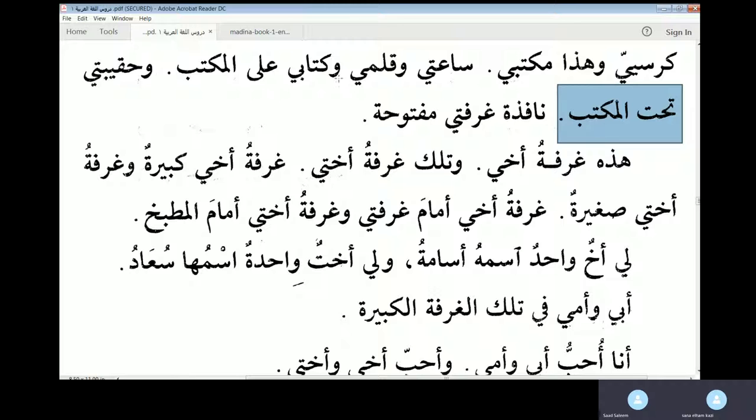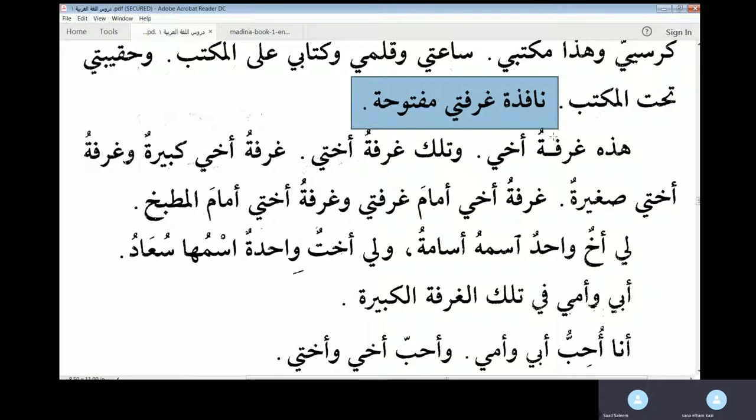What is that? My bag. Bag, okay. My bag is under the table. Nafizatun Ghurfati. But sorry, here Nafiza is muzaf, so we will use Dhamma. Nafizatu Ghurfati maftuhatun. The window of my room is open.